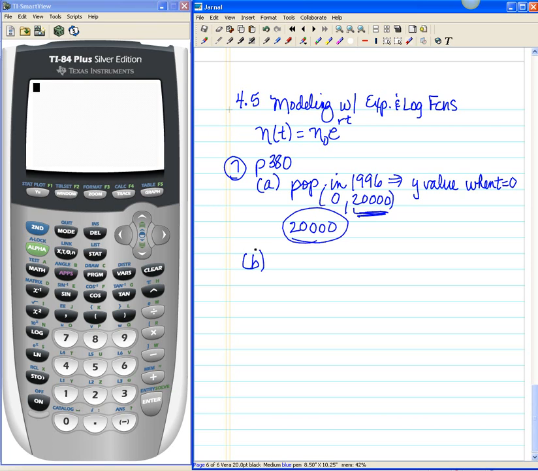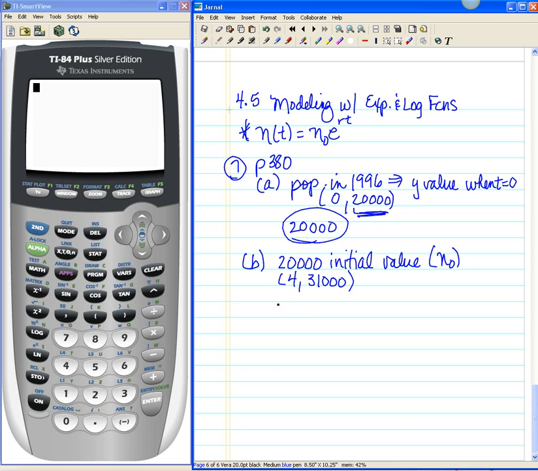Part B says to find a function that models the deer population t years after 1996. So we know the initial value was 20,000. And then we're also given another point on the graph. We're given the point (4, 31,000). So what we are to do is to use this model with N sub 0 as our initial value, and we're going to plug in the value of t and N of t, and really think of that as an x, y, and try to solve for the value of r.